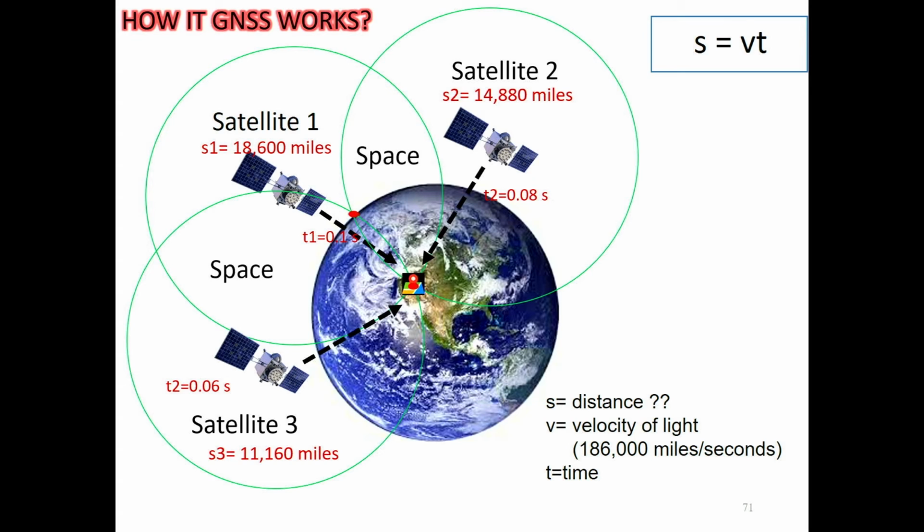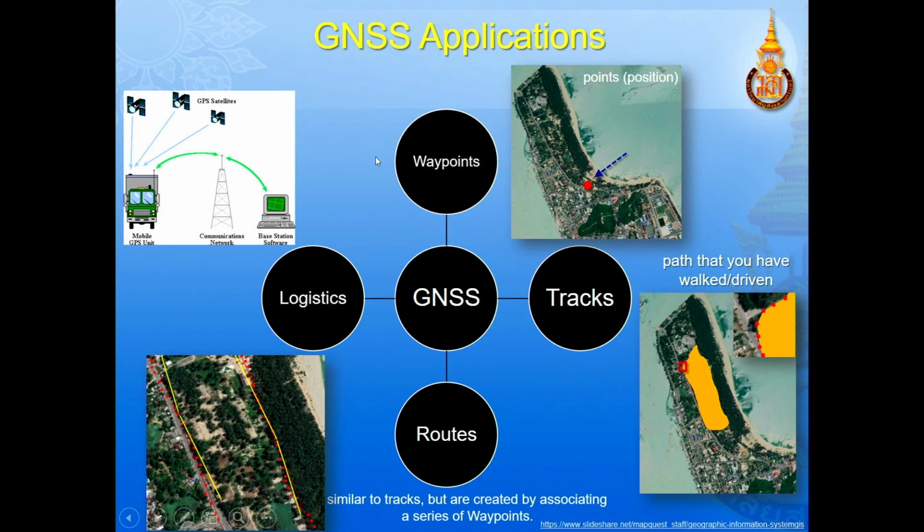That's why I say that when you work with GPS, you have to wait until at least 3 satellites. If you have more, maybe 4, 5, 6, you get more accuracy, and it can specify your location exactly. Okay, this is how it works.